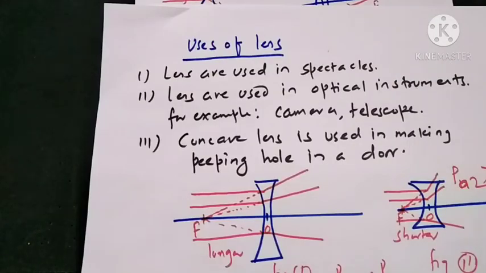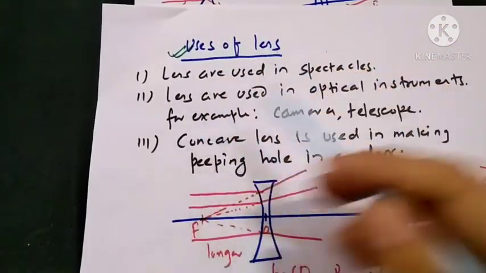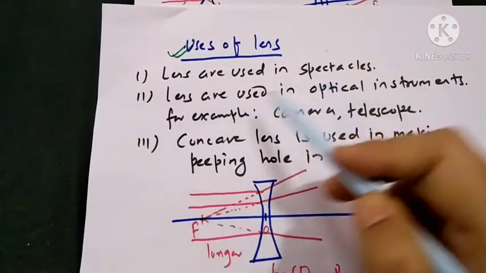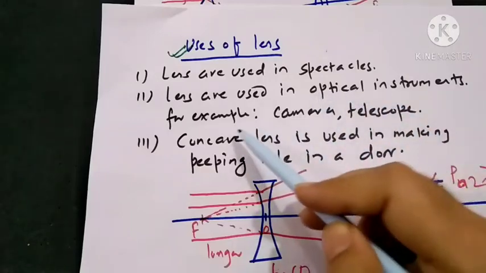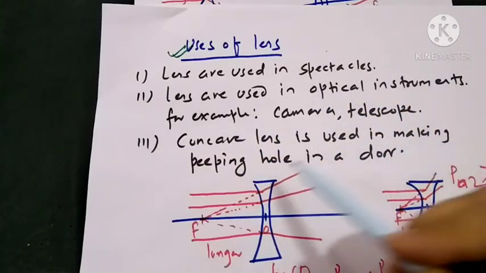Okay, this is the last one for today: uses of lens. See, lenses are used in spectacles. Lenses are used in optical instruments, for example camera, telescope. A concave lens is used in making a peeping hole in a door.